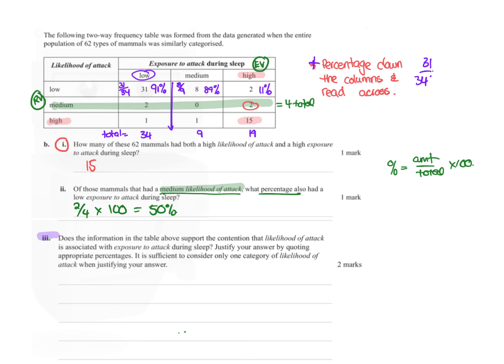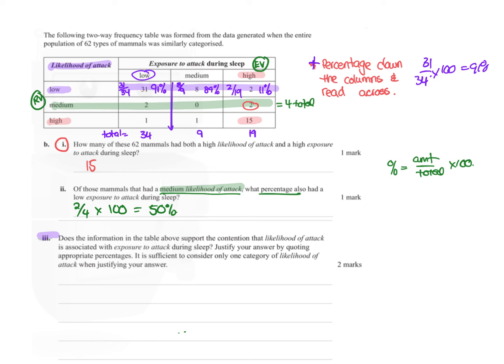91%. Okay, so then if we do that for the next one, in the medium exposure to attack, there's 9 of them. And if we just look at the low, there was 8 in low likelihood of attack. So 8 out of 9 becomes 89%. And then if we have 2 out of 19, we get 11%. So what we're going to do then is comment across here, because it said it's okay to consider just one category. So we're just going to consider the low likelihood of attack.